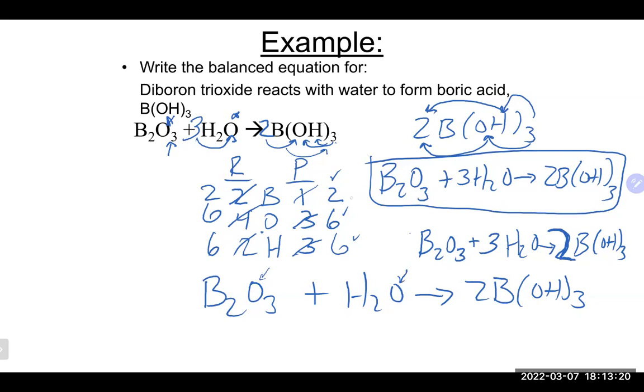So if we just kind of look back here, we had two on the left and six on the right. So basically to fix that, we just simply need to put a 3 in front of the hydrogen on the left. And that would give us 3 times 2, which would be 6 hydrogens. Now that also fixed the oxygen for us, because we ended up with 3 oxygens here, and then distributing that 3 to that oxygen as well gave us 3 more oxygens. So that was a grand total of 6 oxygens that we also needed in this particular case.